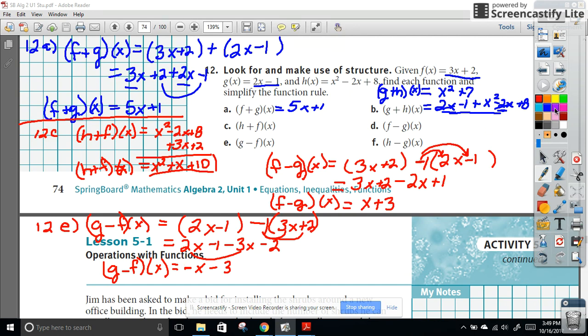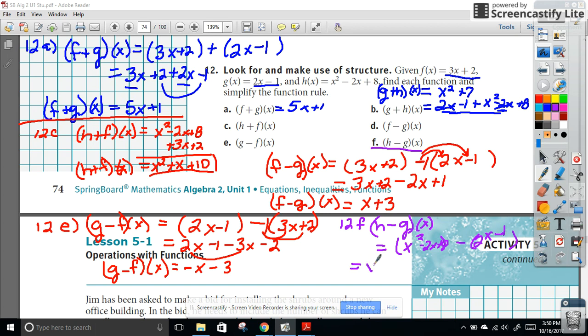Okay, I'm going to change colors again because my work is getting so jumbled. So here's 12f. h minus g of x. Okay, that means we're going to put the h function minus the g function. The h function is x squared minus 2x plus 8. The g function is 2x minus 1.